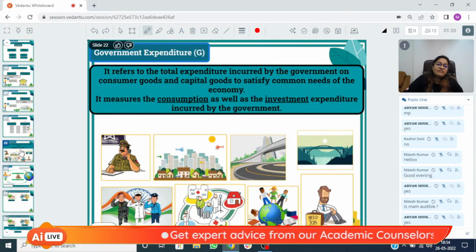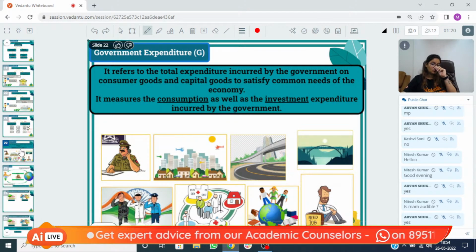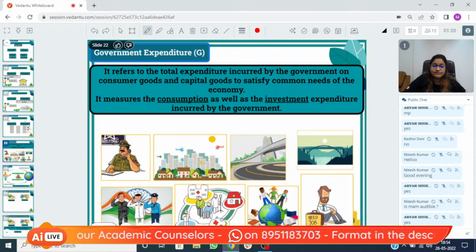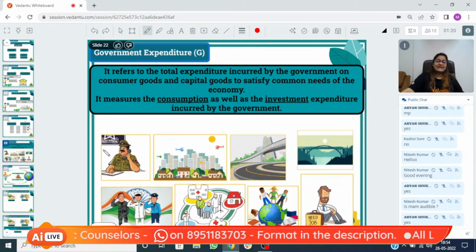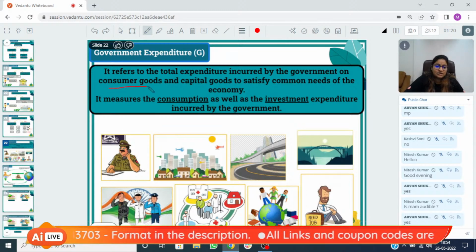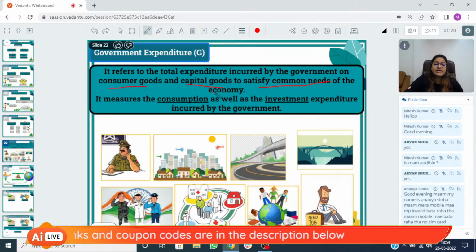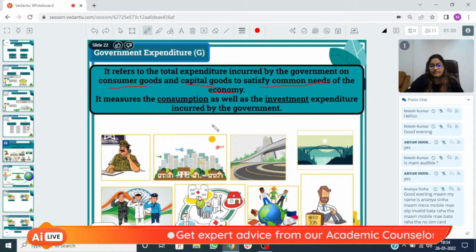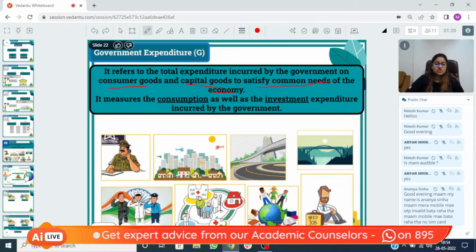Then government expenditure. Government spends on what? Government spends on welfare of the people. It refers to the total expenditure incurred by the government. On what? Consumer goods as well as capital goods. For what? For satisfying common needs of an economy. It measures the consumption as well as investment expenditure, correct, incurred by the government. Yes, everybody? Chalo, आगे बढ़ते हैं.